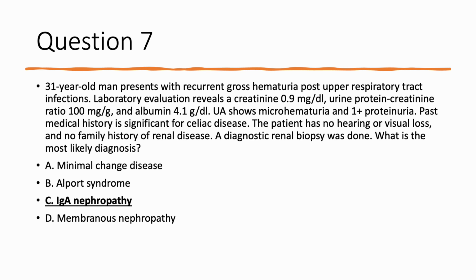Alport, like I said, you don't have family history of renal disease, you don't have hearing loss. Membranous nephropathy, usually in older patients, also the presentation is more nephrotic. This is more nephritic. You have more microhematuria, gross hematuria, and a little bit of proteinuria. So this is nephritic, not nephrotic.